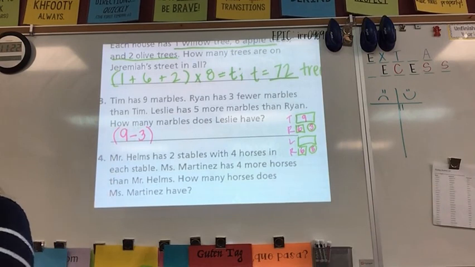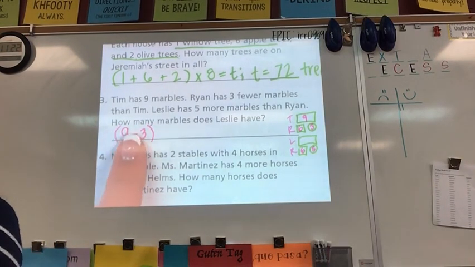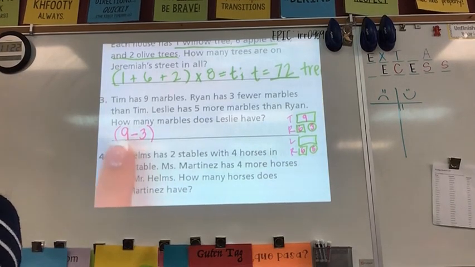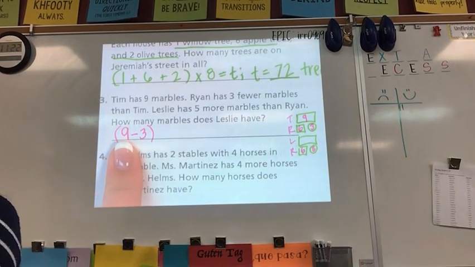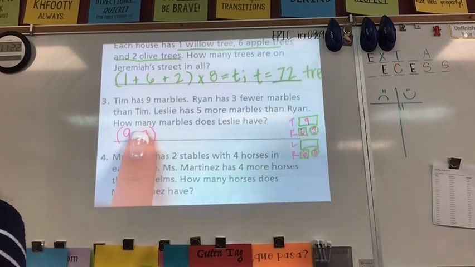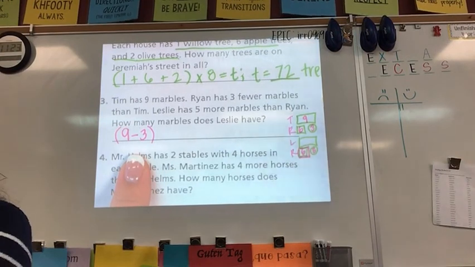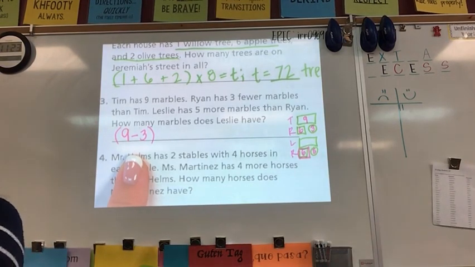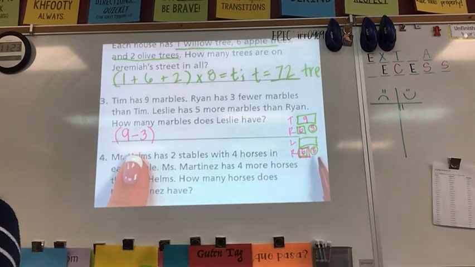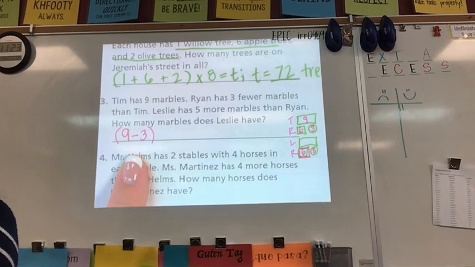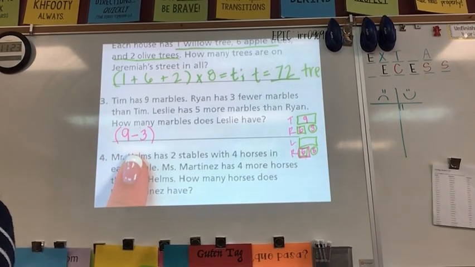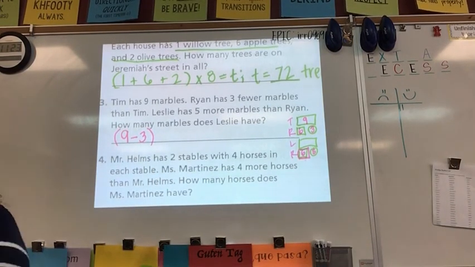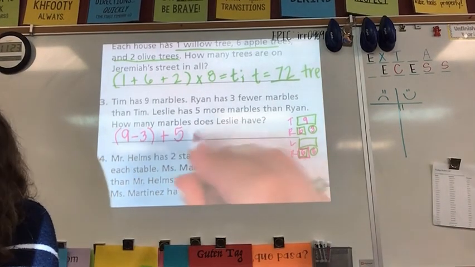Yes. So, since this represents 6, this part of my equation. You need your eyeballs up here so you actually see which part I'm talking about. Since this part, this 9 minus 3, is how I got the 6, that part's already represented. But what did we do to that amount to get how many Leslie has? With this 6 already solved, what do I do with the 5 to get my answer? Rylan? You add the 5. Yes.